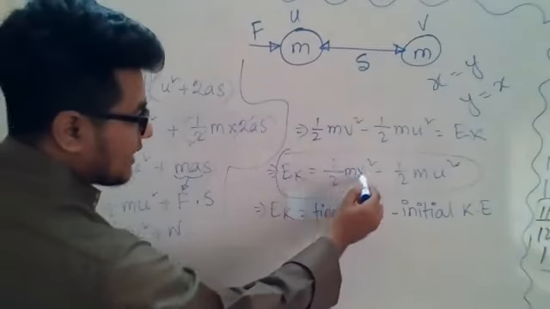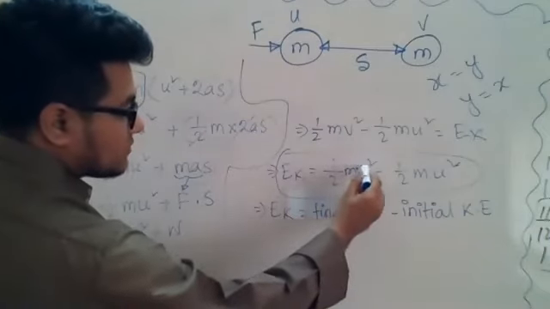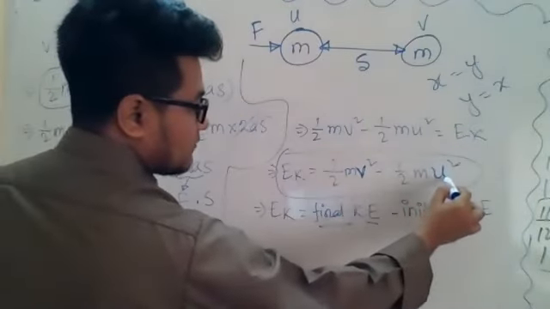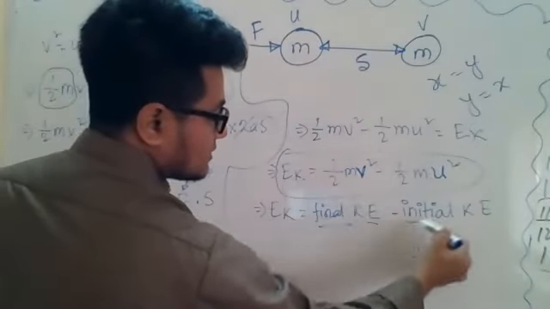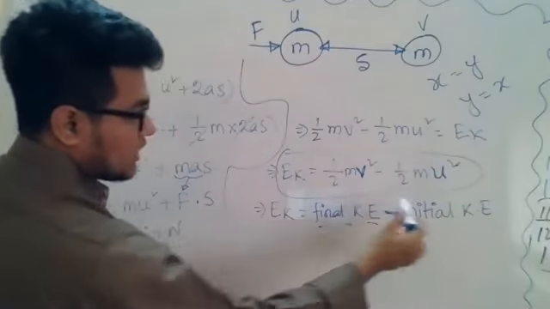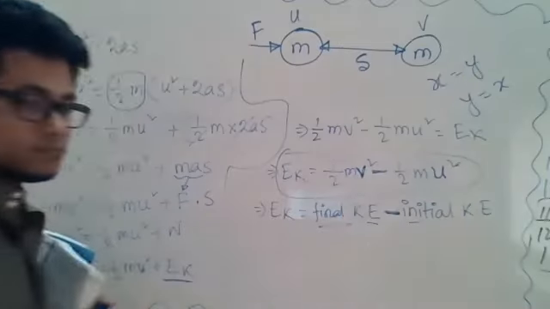Now this is the final velocity, right? V, final velocity. So this is final kinetic energy. This is initial velocity. That is why this is initial kinetic energy. Final kinetic energy minus initial kinetic energy.